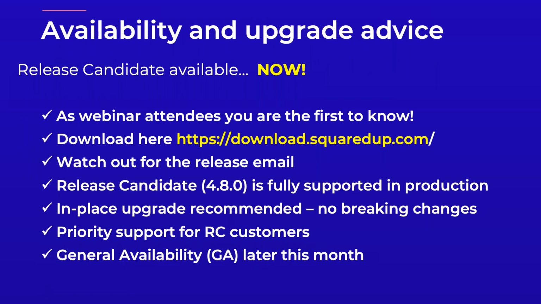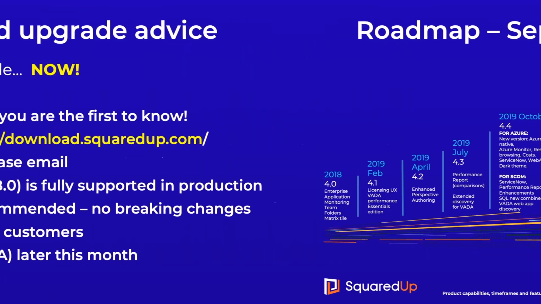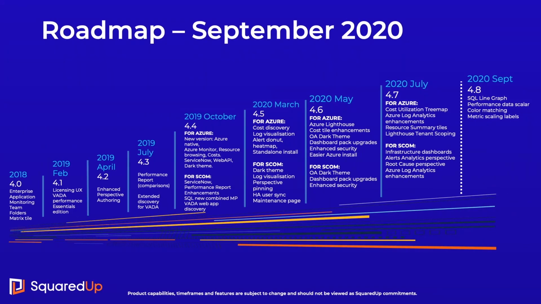Okay, so now we've looked at the release we've just done in September. So that's available for people today, as Vincent said. Let's take a quick look into the future. So 4.8, we've got new visualizations with the line graph, the performance data scalar tile as well, and then some improvements to the existing functionality around color matching and the ability to apply specific labels to the metrics in the graphs, which is fantastic.